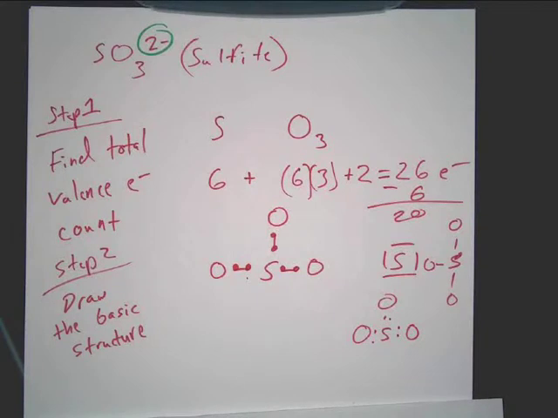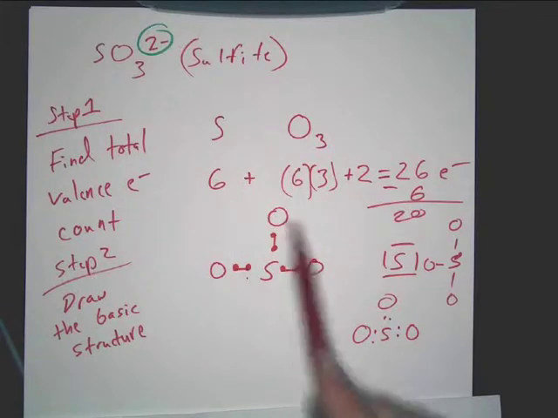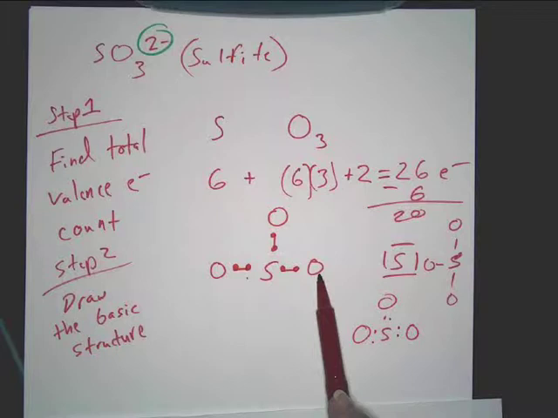So they both have 6. No. So sulfur has 6. This oxygen has 2. This oxygen has 2. This oxygen has 2. Hey Ben, pay attention.